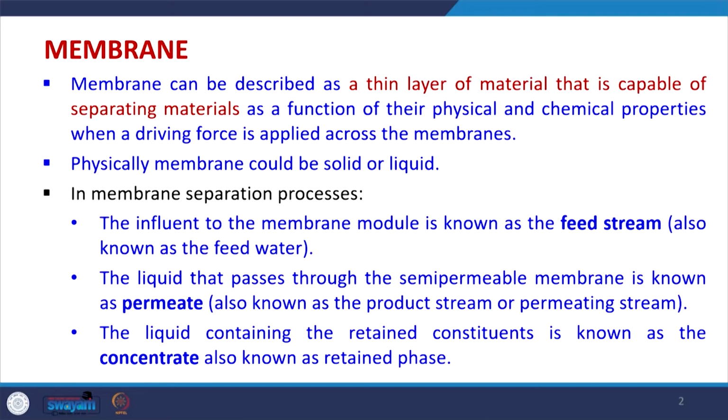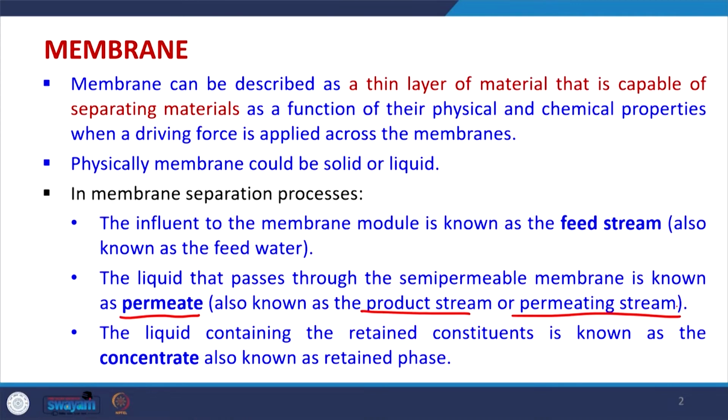In the membrane separation process, we have an influent that goes into the membrane module. That water that has to be treated, or the influent that goes into the membrane module, is called the feed stream. It can be called feed water as well. So, that is the common name. The second most common name is for what happens after the liquid passes through the membrane, which is generally semi permeable: the liquid which comes out is called permeate, and it is also known as product stream or permeating stream. So, any of these names can be used.